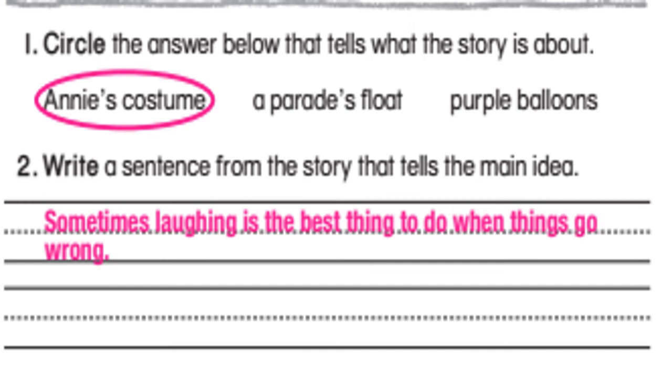Do you remember when I told you that you may find the main idea in the last sentence that gives you the conclusion or the lesson or what the author wants you to know? Yes, here in this text, the main idea is mentioned in the last sentence. Sometimes laughing is the best thing to do when things go wrong. And that's exactly what the author wants you to know.